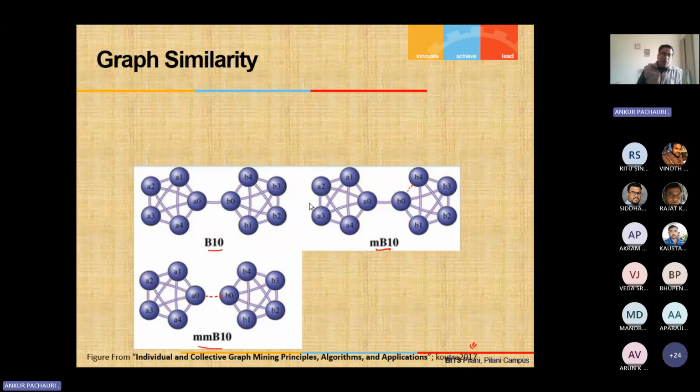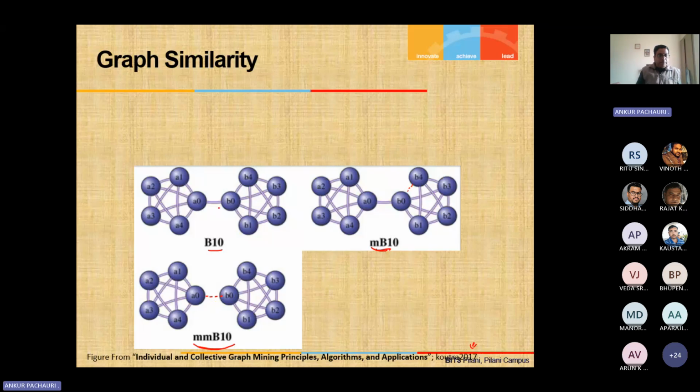So in that case, if I'm bothered only about the number of edges which are missing, meaning the added distance, the difference in those two graphs, just the number of missing edges, then the similarity score of MB10 and the similarity score of MMB10 should exactly be the same, because they are both missing one edge. But ideally, the penalty of missing this edge should not be as much in comparison to missing the bridge.